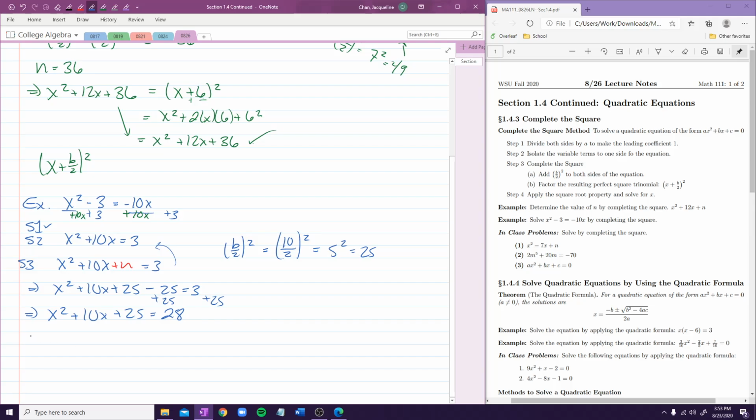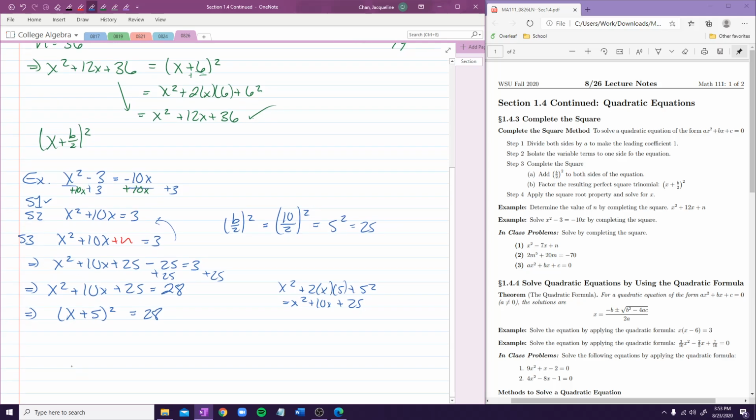So now, continuing on with step 3, this is step 3 part B, we want to factor the resulting perfect square trinomial. So x squared plus 10x plus 25 factors into (x plus 5) squared. If you want to check, we can quickly do a little check. This is x squared plus 2 times x times 5 plus 5 squared, which is x squared plus 10x plus 25. This is the exact same as the above, so we know that we completed the square correctly.